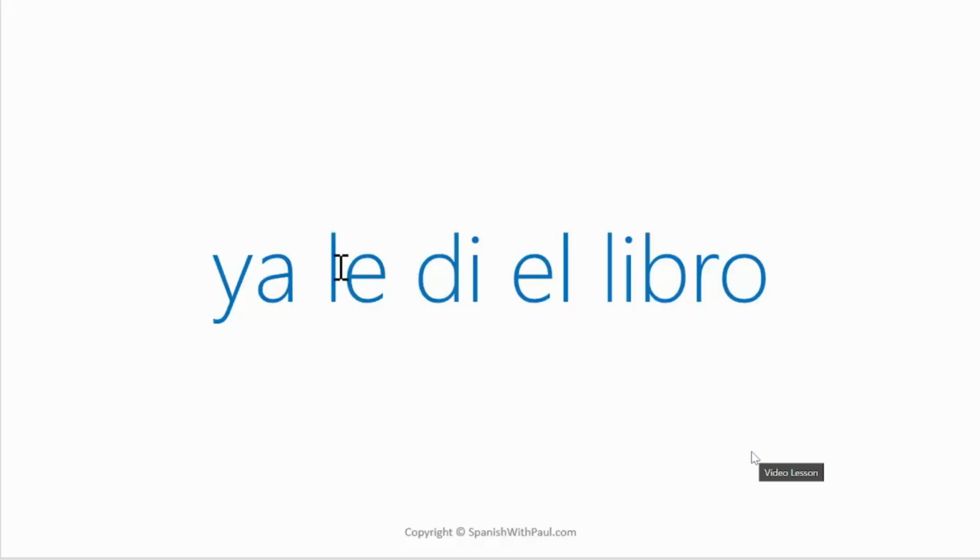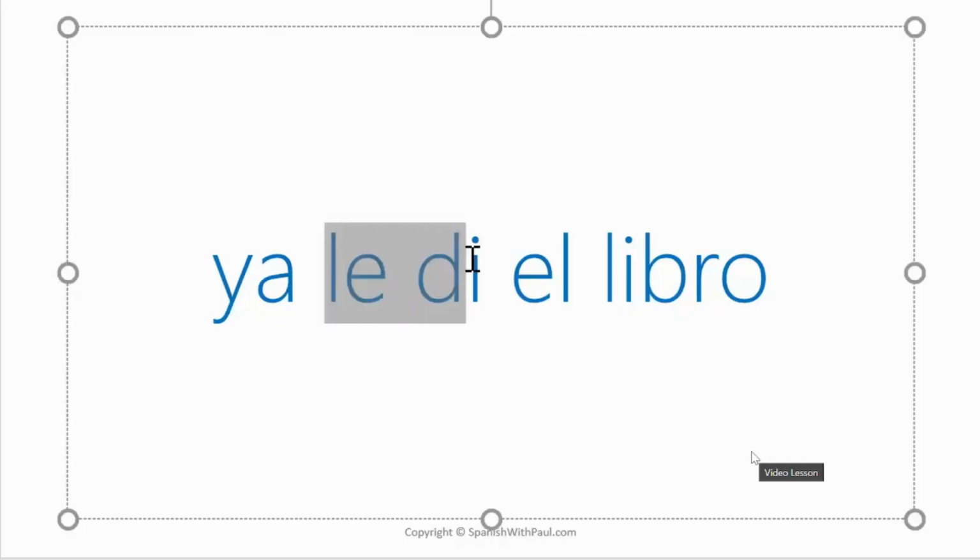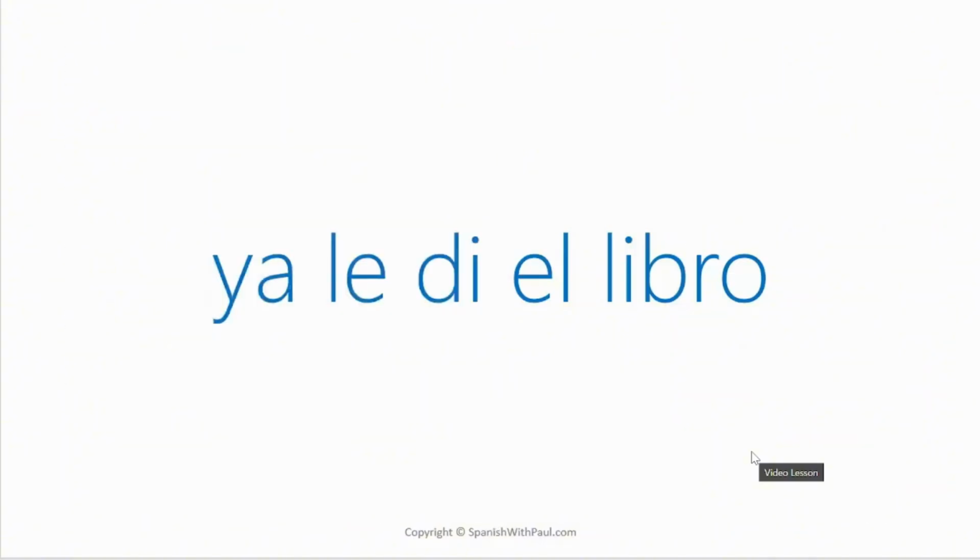This is a good example of why pronouns can sometimes seem very confusing in Spanish. If you look at what we have here, ya, le, di, el, it doesn't seem to make any sense at all. But because we now understand the structure, we can start to put the pieces together in the correct order. So, le di, I gave her. I already gave her, ya le di. And then you simply tag on whatever it is, whatever noun. So, ya le di el libro.